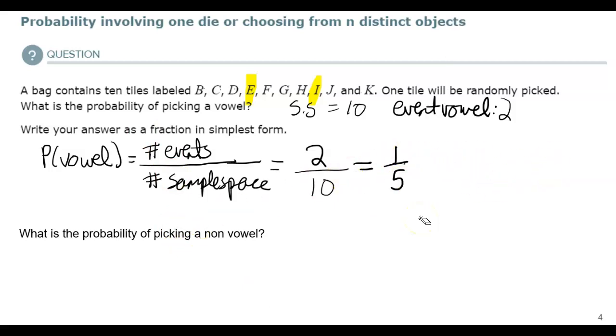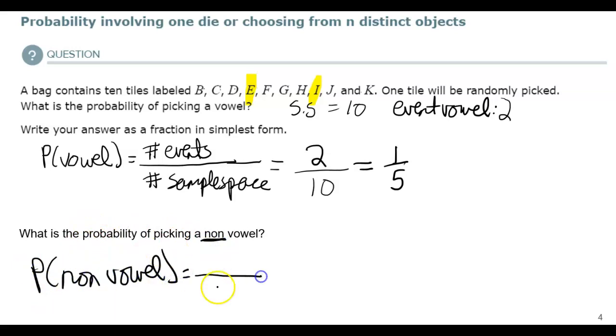Okay, go ahead and pause your screen for this next one. The probability of picking a non-vowel. Pause your screen and go ahead and do that. So I still have 10 total tiles. 8 of them are non-vowels, so I get 4/5.